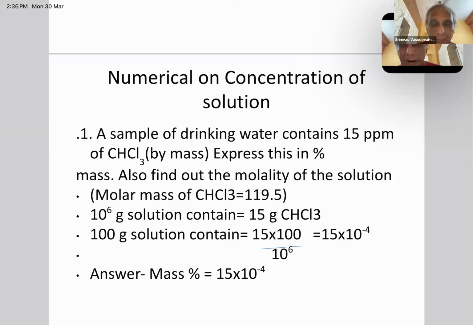So I can write it as: 10 power 6 gram solution contains 15 gram chloroform. 100 gram solution contains how much chloroform? 15 into 100 by 10 power 6, which is 15 into 10 power minus 4. That is the percentage mass of chloroform here.